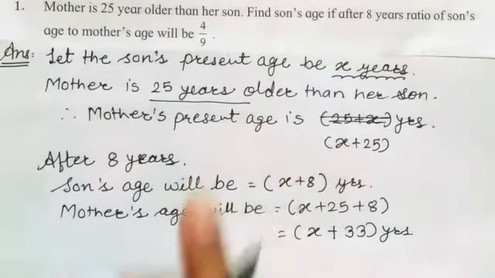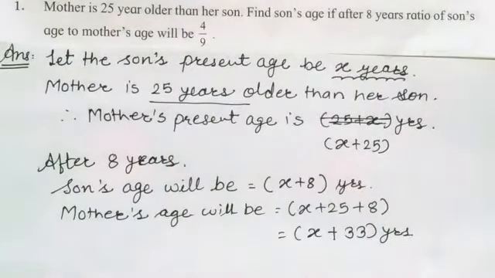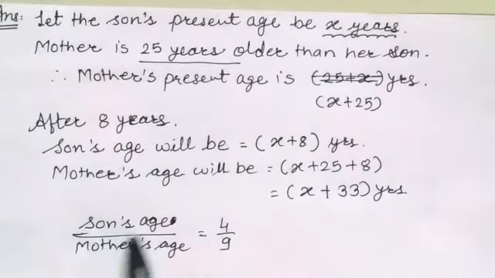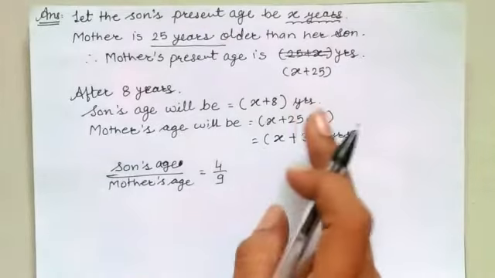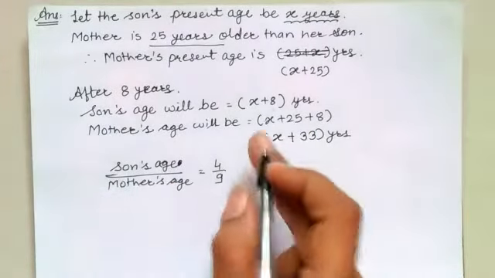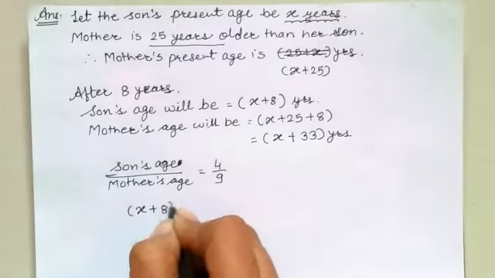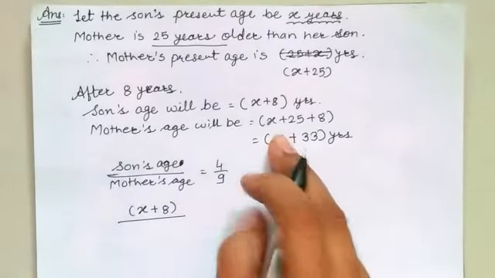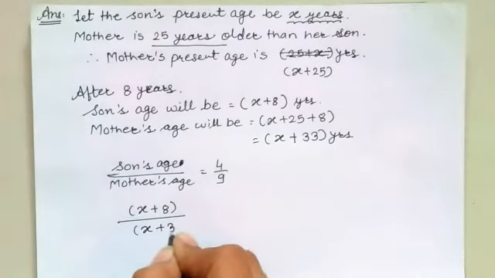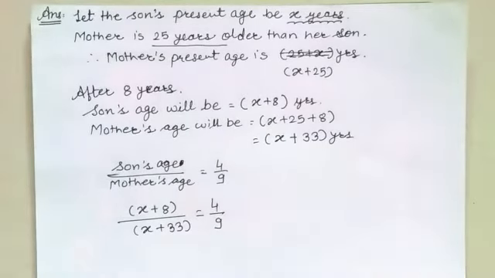Now students, on the basis of this information, we have to create the equation at first. For that we know the ratio, which is 4:9. Son's age upon mother's age is equal to 4/9. Now students, let's put these values of son's and mother's age into this formula. So the son's age after 8 years, that will be x plus 8, upon mother's age after 8 years, that will be x plus 33, is equal to 4/9. This ratio will be as it is.